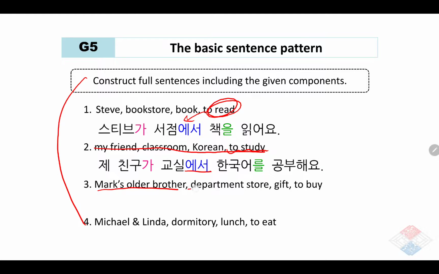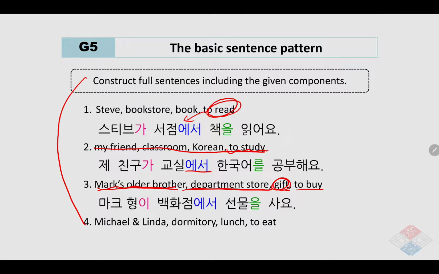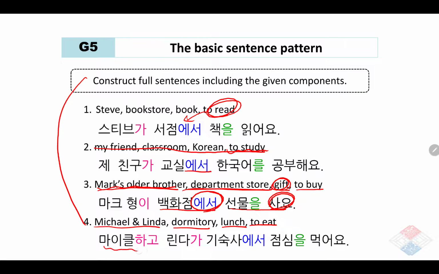Mark's older brother, department store, gift, to buy. Okay. So Mark's older brother is buying a gift at a department store. So 마크 형이 백화점에서 선물을 사요. Because 사요 is active, you use 에서. Michael and Linda, dormitory, lunch, to eat. Okay. 마이클하고 린다가 기숙사에서 점심을 먹어요. S, O, V.